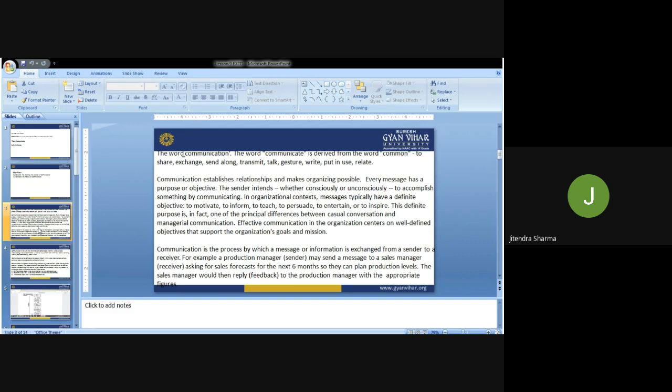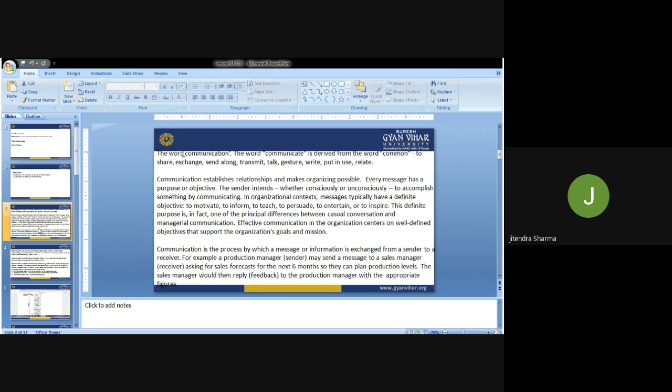This definite purpose is in fact one of the principal differences between casual conversation and managerial communication. The purpose is very clear. In general conversation, we are not that attentive to the voice or the message which was communicated. But in managerial communication, everything is precise and the intent is very clear, so that whatever is communicated in the form of a message is decoded by the receivers with the same spirit and consent. To teach, to persuade, to inspire: this definite purpose is one of the principal differences between casual conversation and managerial conversation.